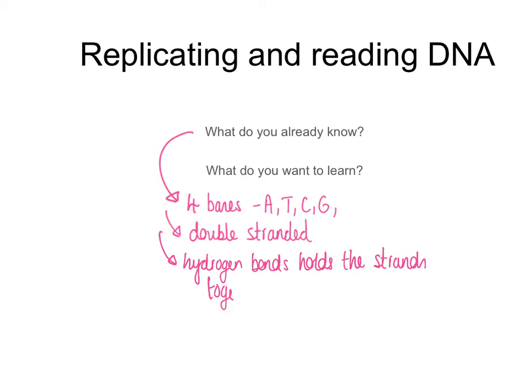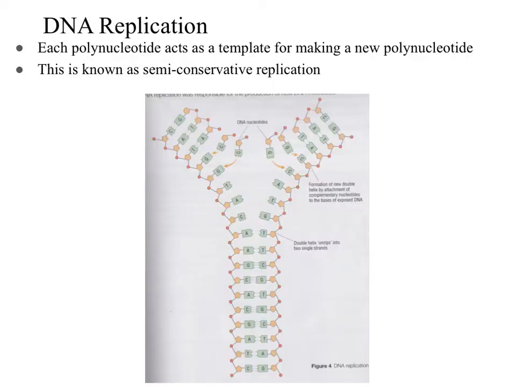And then it's like, what do you want to learn? So what do you want to know about how we can replicate DNA? Why is it important, etc. First thing we're going to look at then is DNA replication, how does it replicate itself. So each polynucleotide acts as a template for making a new polynucleotide. This is known as semi-conservative replication, okay? And this is what we're going to be looking at today and the practical involved in that.